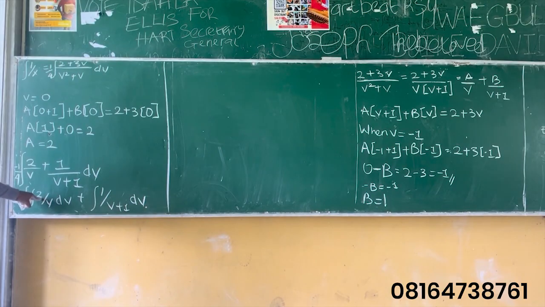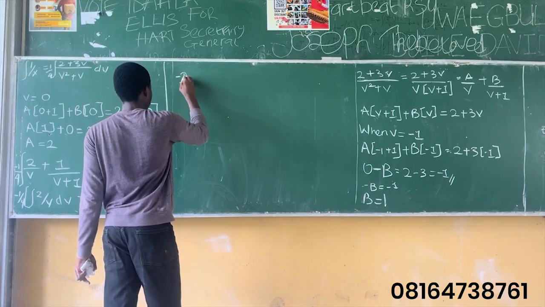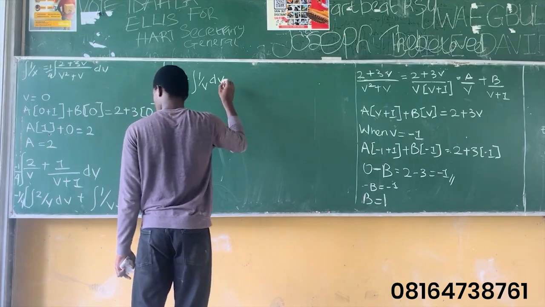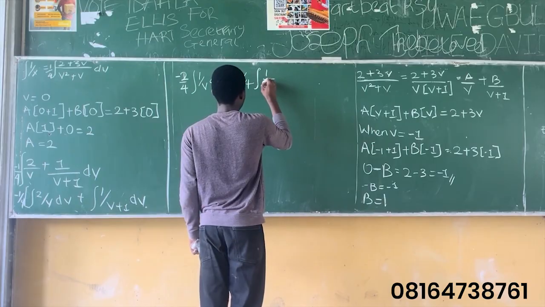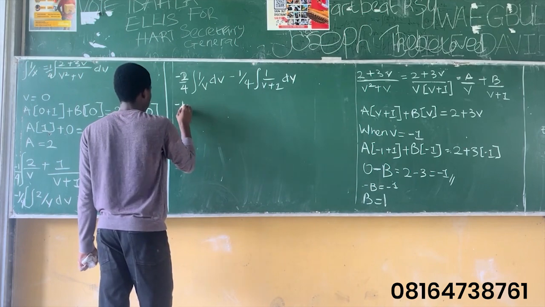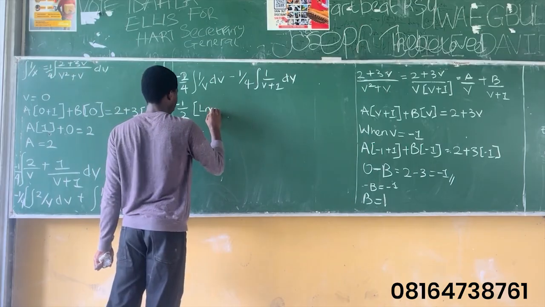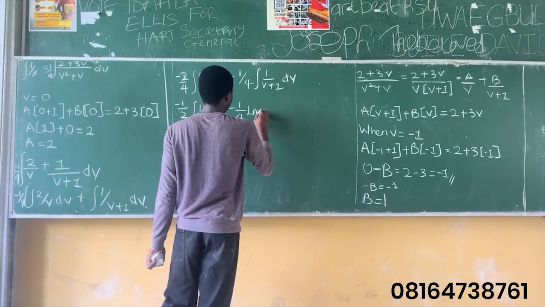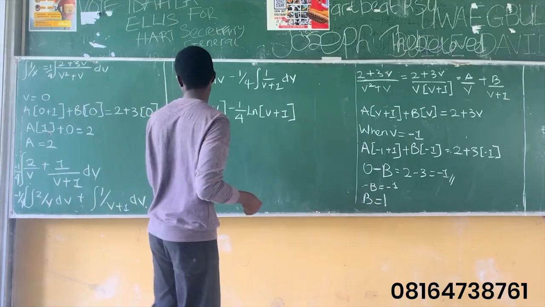So breaking this down, we'll take this 2 over to this side. So it's going to be minus 2 over 4 integral of 1 over v dv, minus 1 over 4 integral of 1 over v plus 1 dv. So this is going to be minus 1 over 2. If you integrate 1 over v, it's going to give you ln v, minus 1 over 4 ln of v plus 1. So we have integrated the first section.